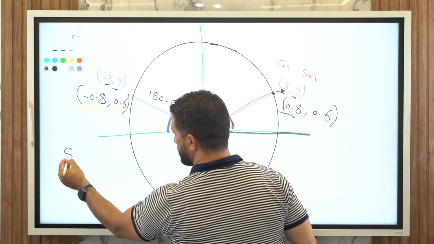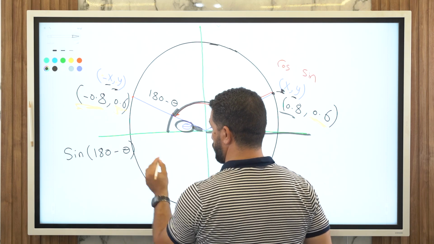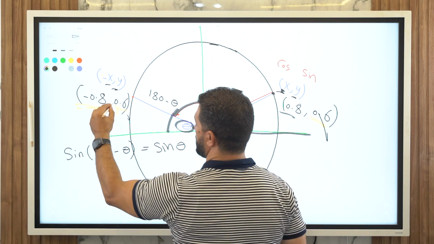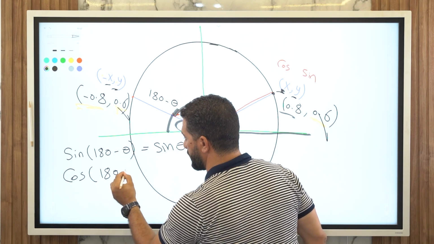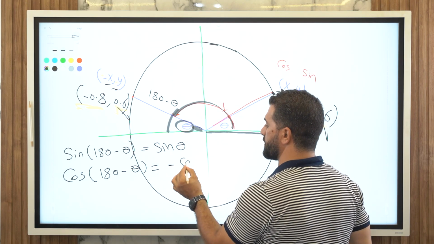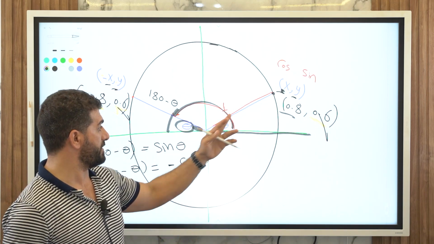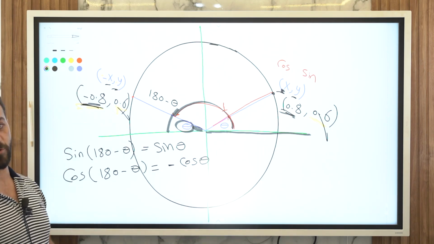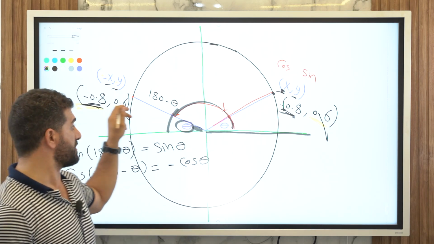Sine of 180 minus theta is equal to what? Is equal to sine theta. The same, y is the same here as y. And cosine of 180 minus theta is equal to what? Is equal to negative cosine theta. Here cosine is 0.8, and here cosine is negative 0.8. They have the same value, but the difference between them is in the sign only.